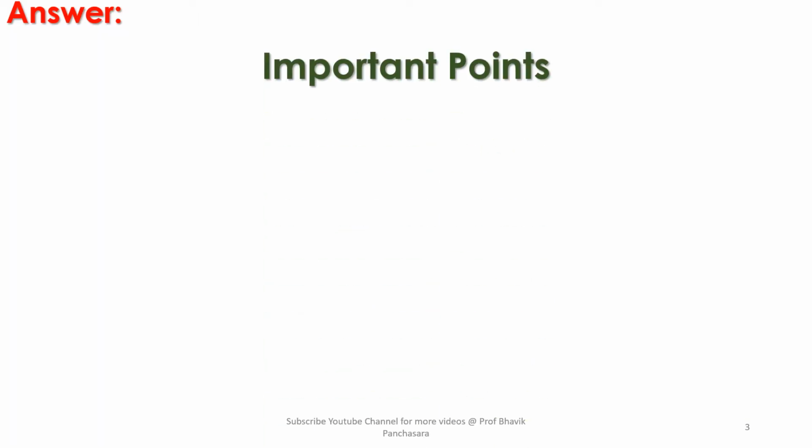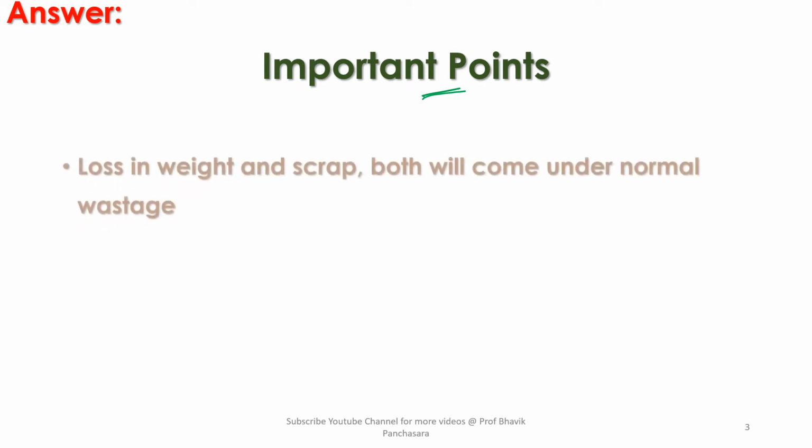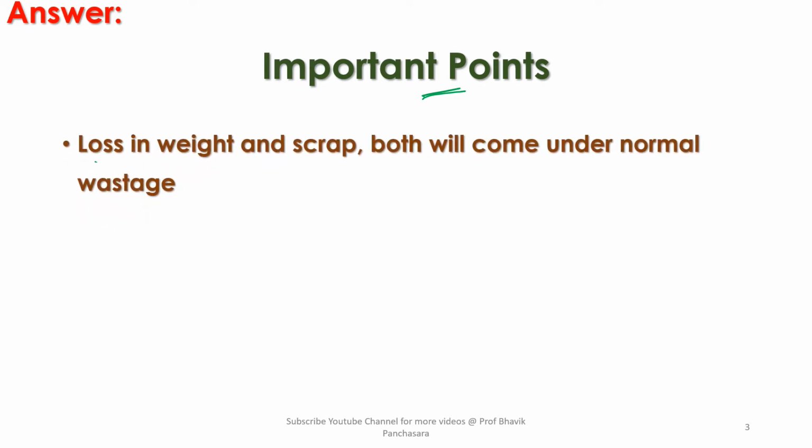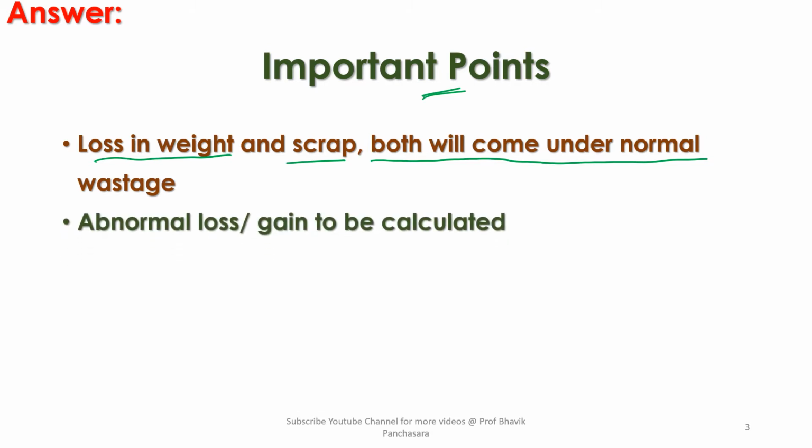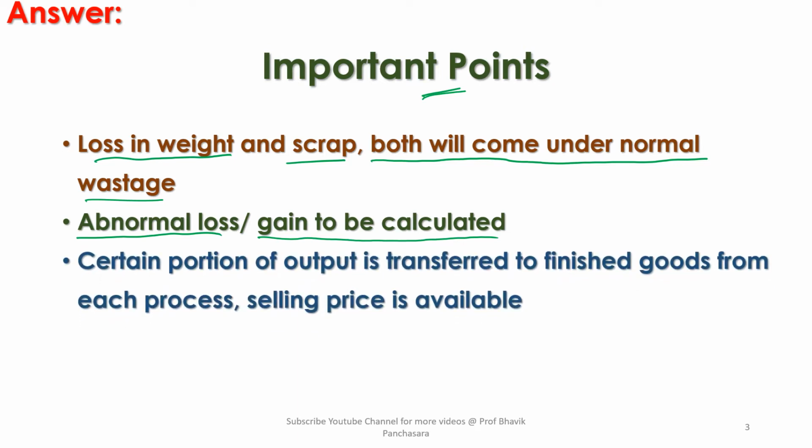So first of all we will discuss about the important points of this question. Here loss in weight and scrap both are given separately, but in the process account we have to show them under the head of normal wastages. After that, there is no clarification regarding abnormal loss or gain. It means we have to calculate that for every process.